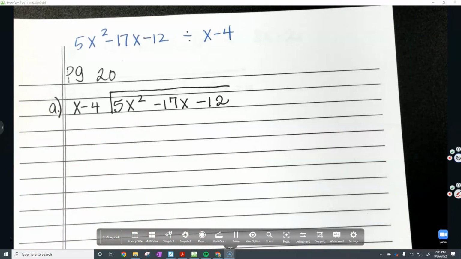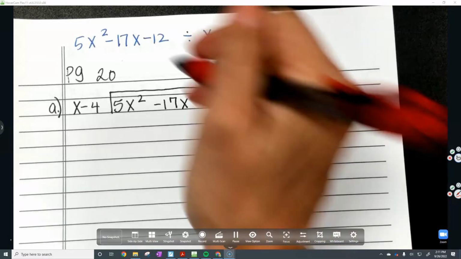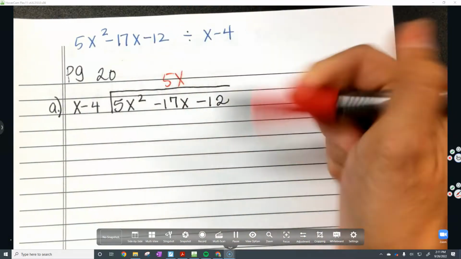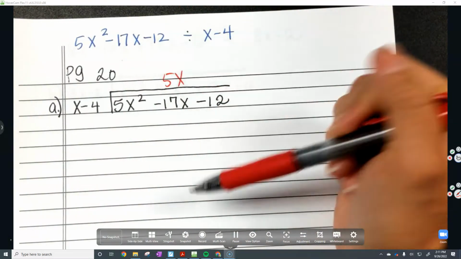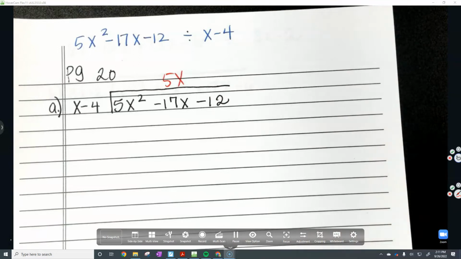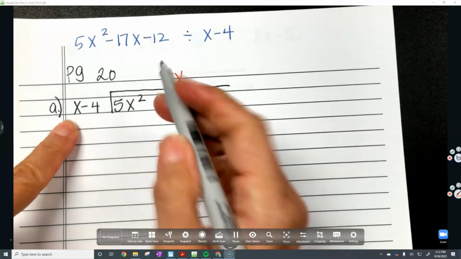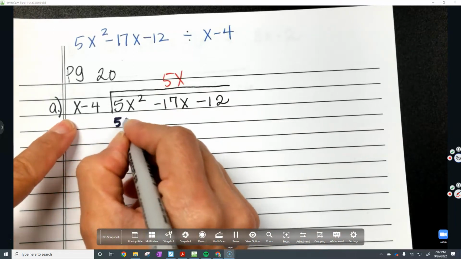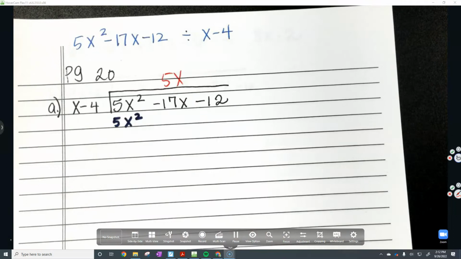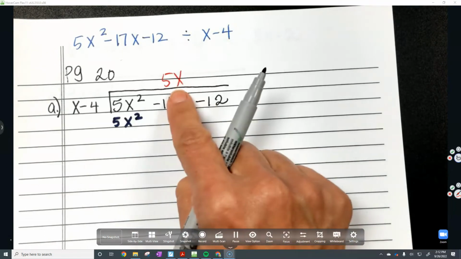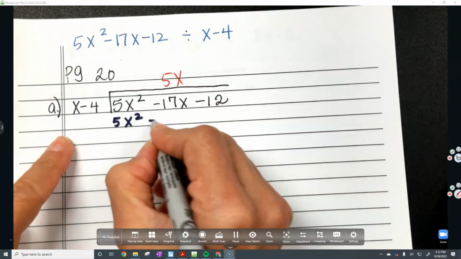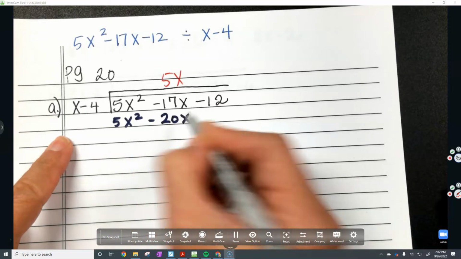Just a 5x. Put 5x, your linear term, right in the same column as all of my linear terms. My linear terms are in the middle column right here. Let's go ahead and multiply. So 5x times x is exactly what we wanted, 5x squared, but you have to multiply by the negative 4 also. 5x times the negative 4 is a negative 20x.